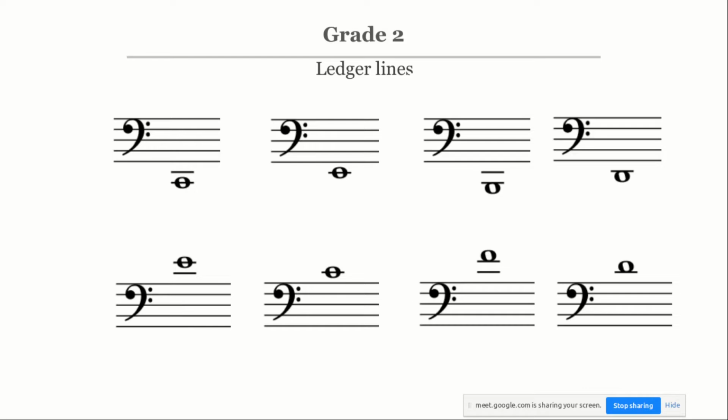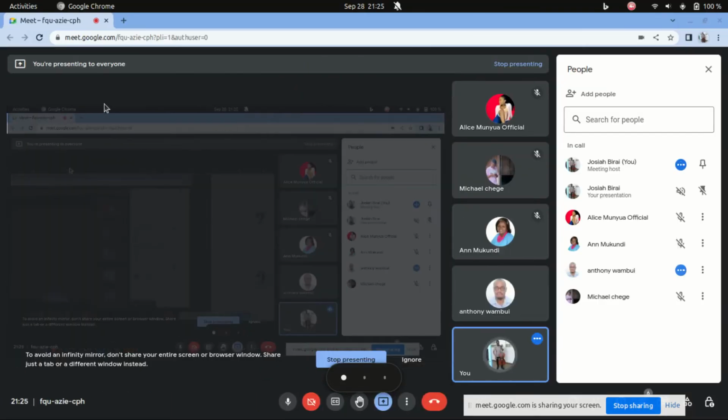So is the first one a C? Yes, this is C. Next one. E. Followed by B. B, followed by A. No, it cannot be A. Wait a minute. It's a D. Yes, this is a D. Correct. Michael, can you hear us? You are muted. If you are speaking, then we cannot hear you.